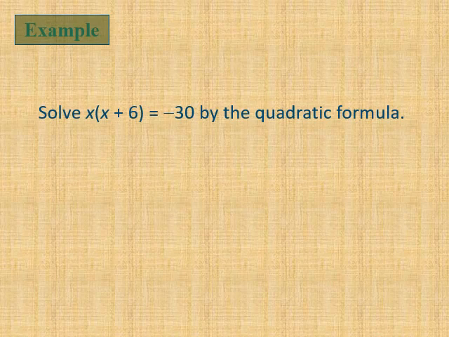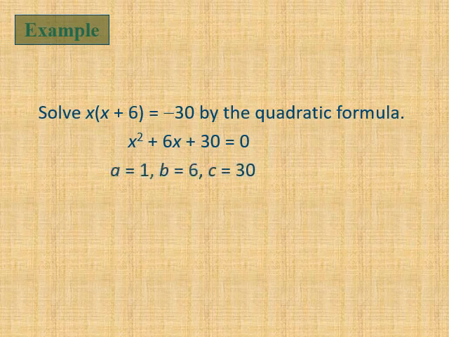If we have x times x plus 6 equals negative 30, and we need to find the solution set using the formula to the nearest 2 decimal places. First, let's distribute x into the bracket. It will be x squared plus 6x. Of course, I can move negative 30 to the other side. It will be plus 30 equals 0. Then we have a equals 1, b equals 6, c equals 30.